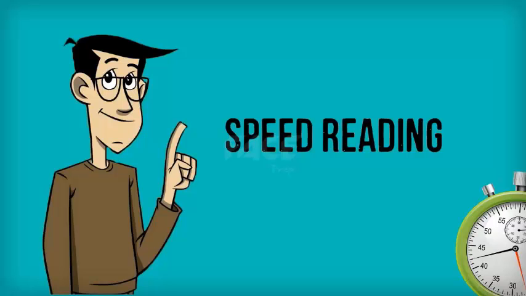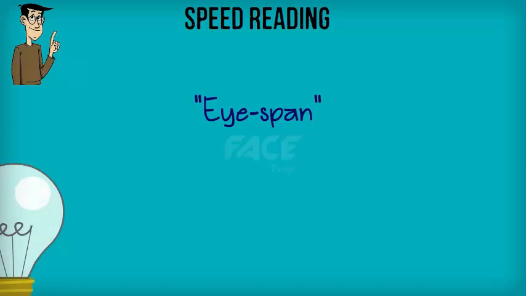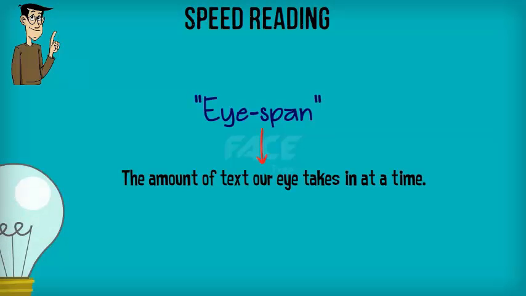Speed reading. The speed at which a person reads depends on one's eye span. Eye span is the amount of text our eye takes in at a glance. To better understand eye span, consider the following scenario.